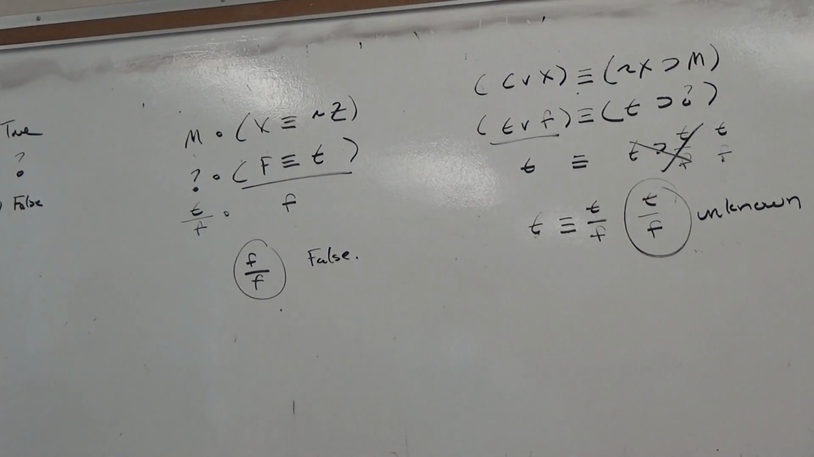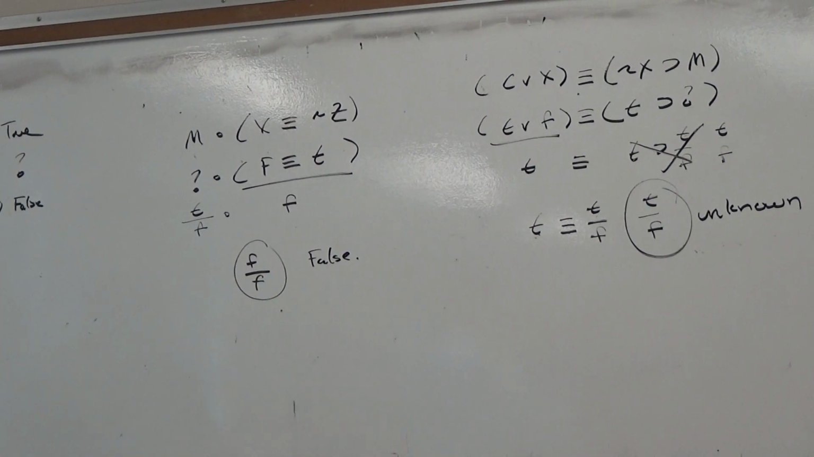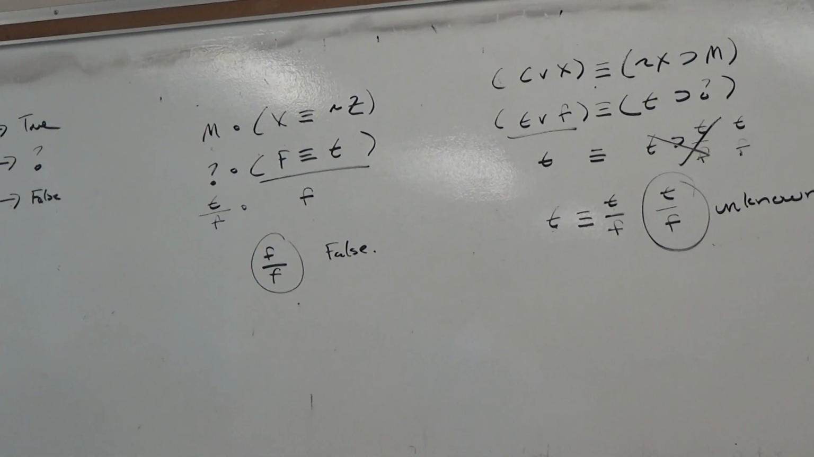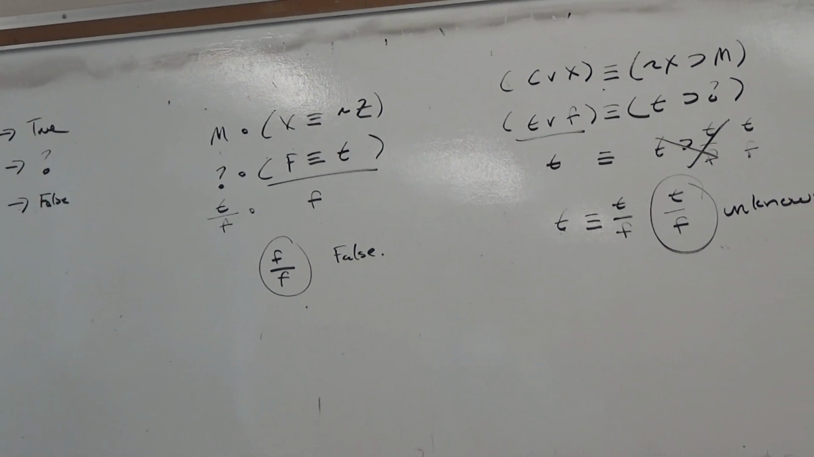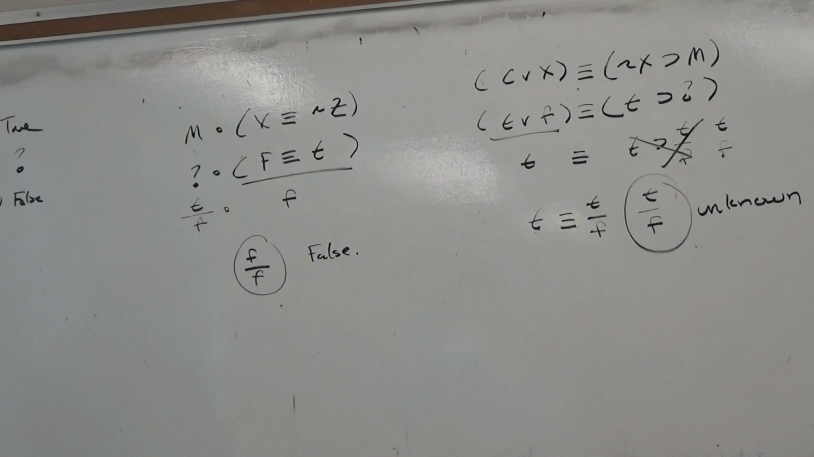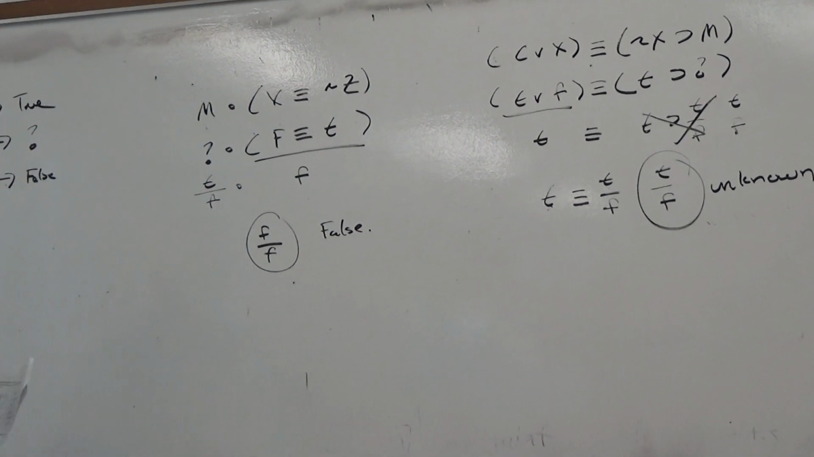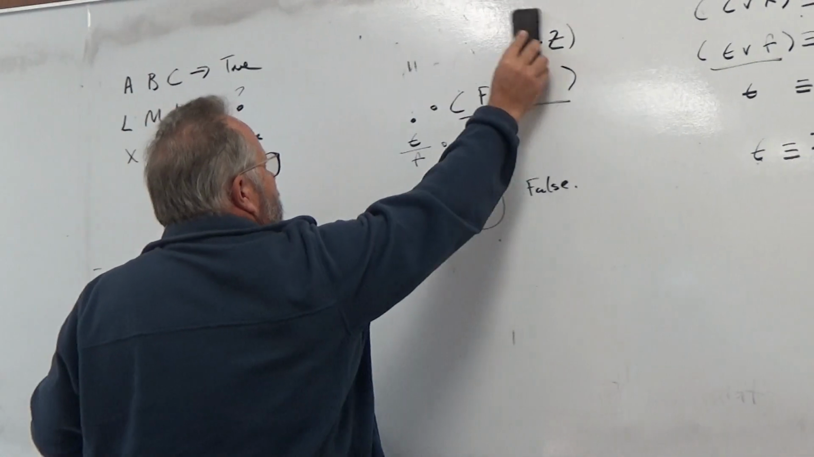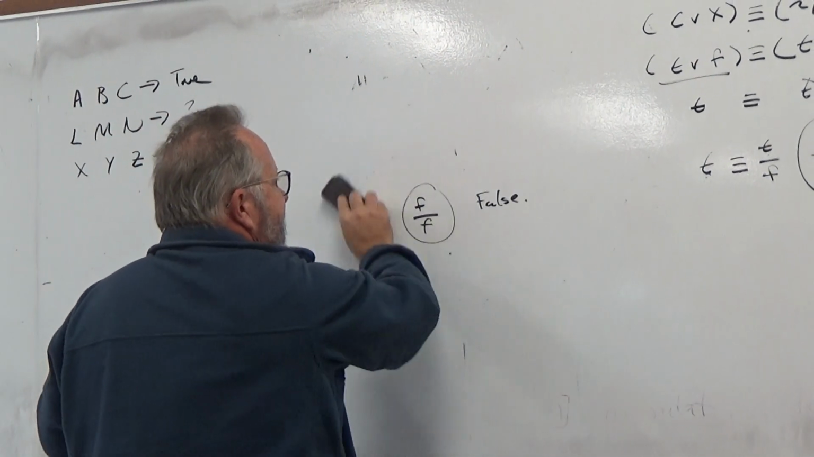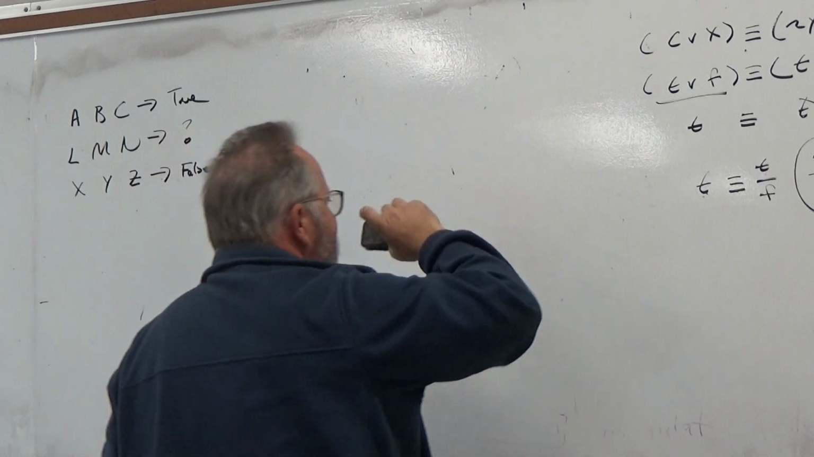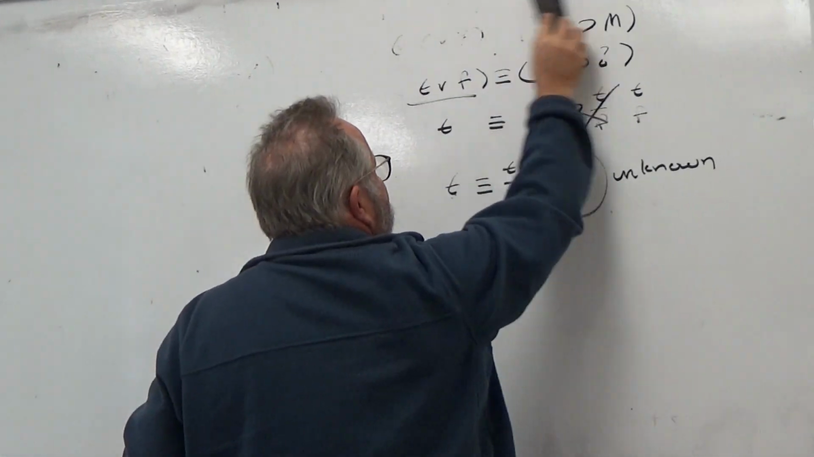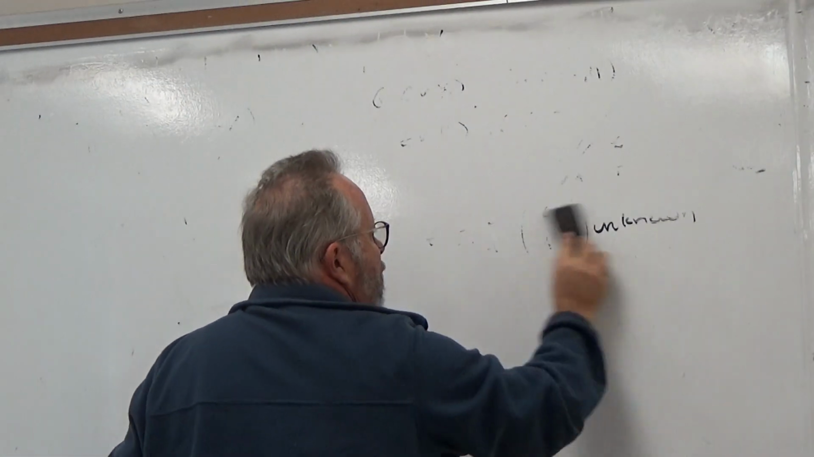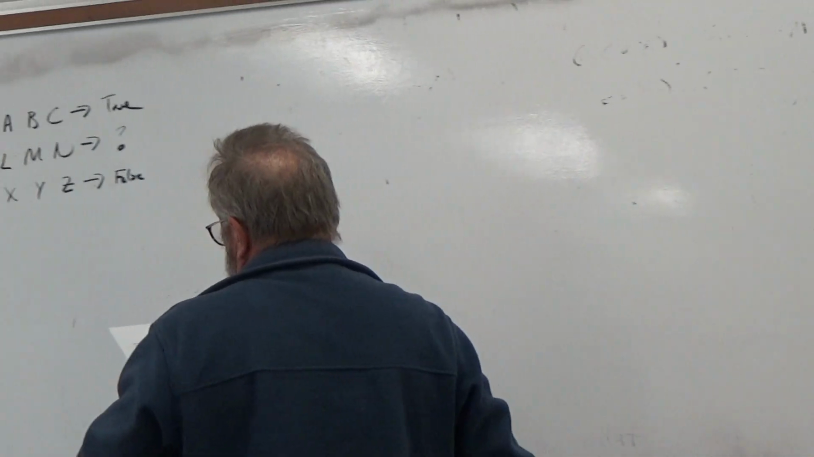Everybody got that? Okay? Any questions about that part? Okay? All right. Part 2 is identify a statement. We'll do the truth table on a statement, and then identify what kind of a statement it is, a tautology, self-contradictory, or contingent, okay?